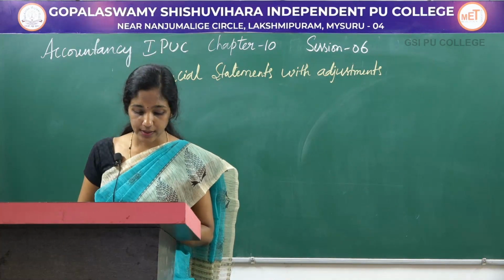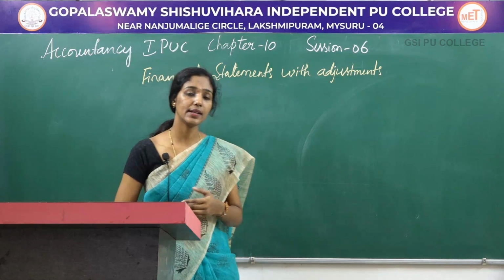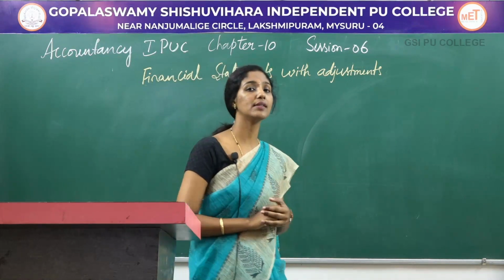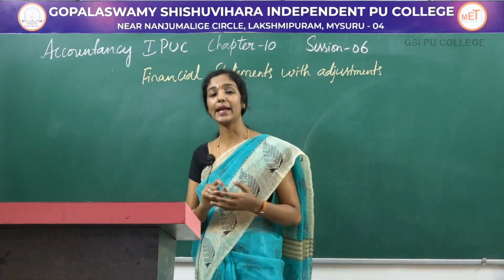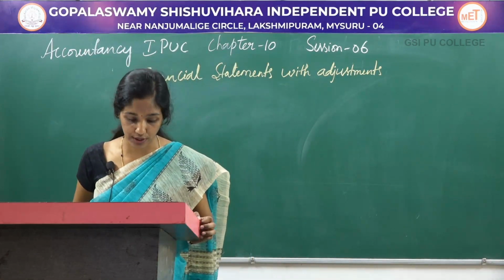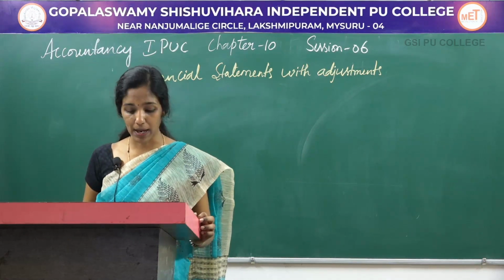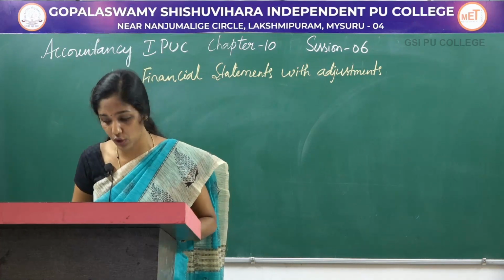And the next is interest on capital at 5%. It is considered as an expense to the business, that's why it is calculated on the debit side of the profit and loss account, and again it should be added to the capital on the liability side of the balance sheet. The next, provide for the manager commission at 10% on net profit before charging such commission.